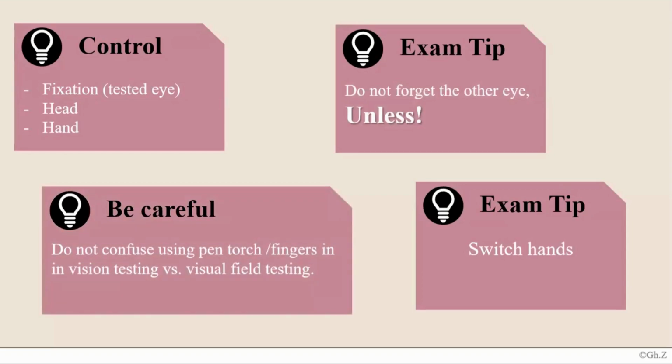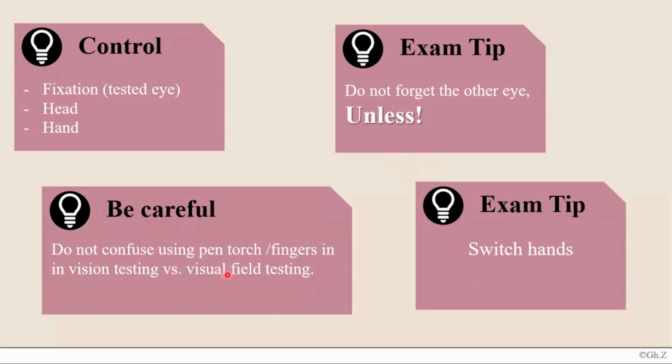Here are some of the points. You have to have control over the fixation. The patient should fixate on your eyes. The patient's head should be stationary. Your hand placement should be at the exact correct location. Don't forget the other eye, unless the examiner asks you to test only one eye, for example, or there is a prosthetic eye on the other side. Switch hands, for example, when testing the nasal fields.